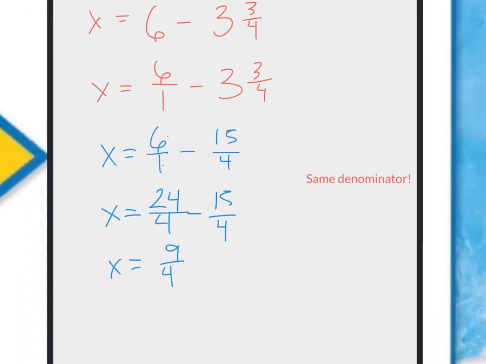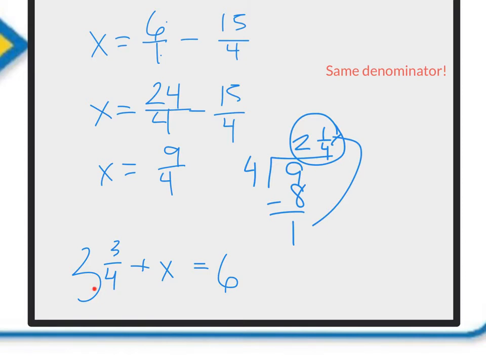Next, all I need to do is make that into a mixed number. Bringing up my 1, my answer is 2 1/4. Let's see if that checks out. My original problem was 3 3/4 plus x equals 6. If I plug in 2 1/4 into x, does that make it true? Oh wow, it does. If I add these fractions first, I get 4/4, which is 1, and then if I add these, I get 5, so 1 plus 5 is 6. We found our answer. Moving on in 3, 2, 1.